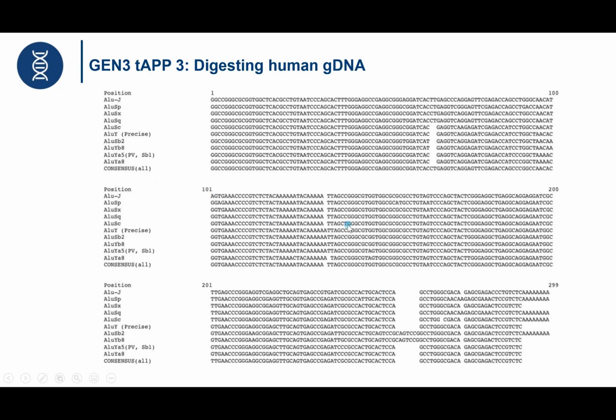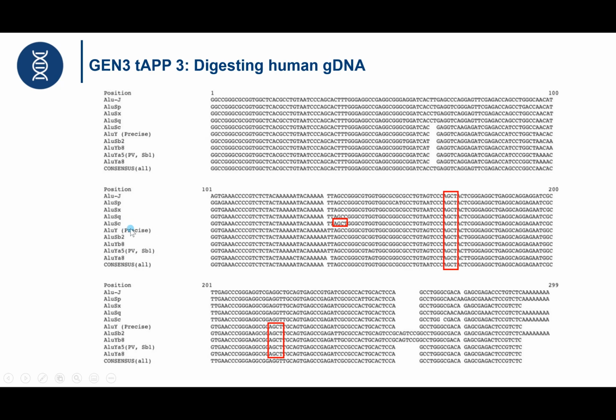And it turns out that they're here. Wherever there's a red rectangle, we have the AGCT sequence, and that means that the restriction enzyme is going to cleave here. So if I focus in on this red rectangle here, which sequence does this relate to? It's the Alu Sc sequence.